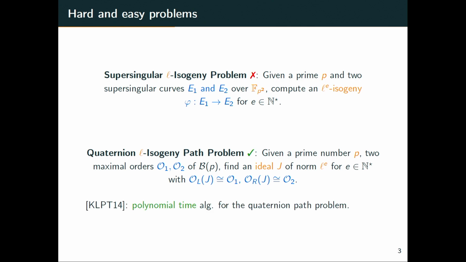And it turns out that this new problem is actually easy, as it was shown in a paper of 2014 with a polynomial time algorithm to solve this quaternion path problem. And fortunately, this does not break the first problem. Otherwise, I wouldn't be here today to talk to you about isogeny-based cryptography.